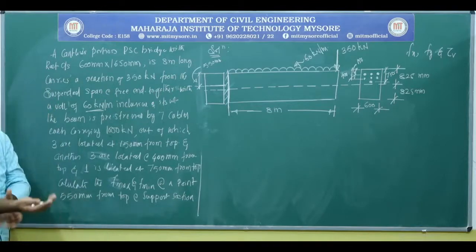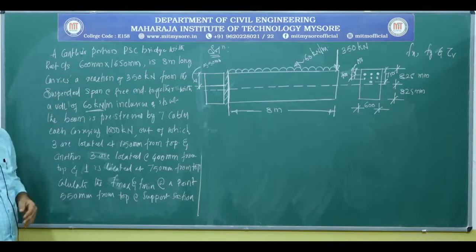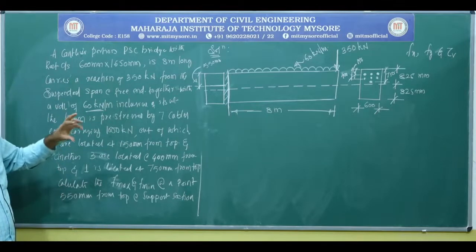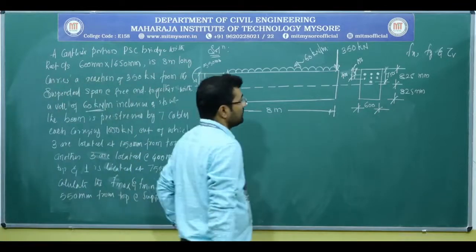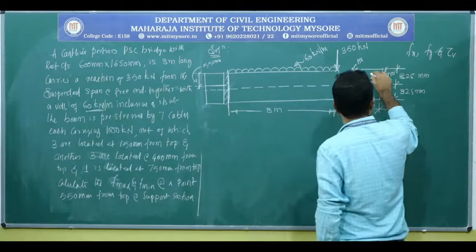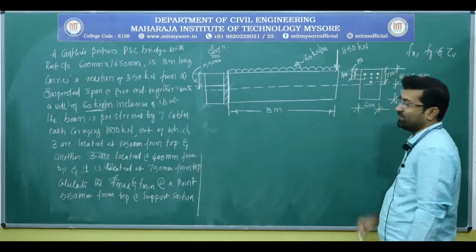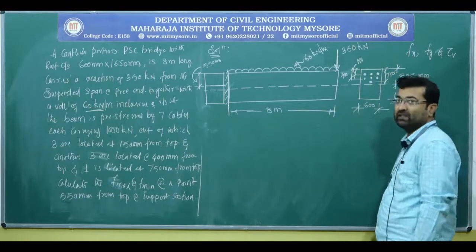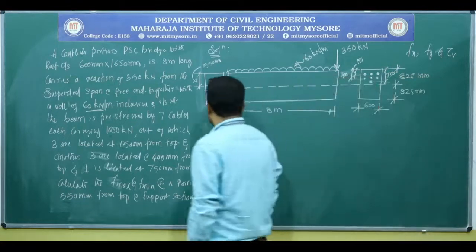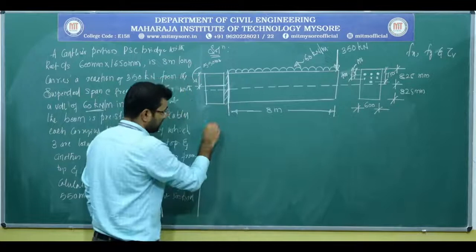So before starting, we need to find where exactly the moment is developed and how much it is. You can see here the cables are in a scattered manner, so we don't have any specific eccentricity of the cable. So we need to calculate the eccentricity of the cable.